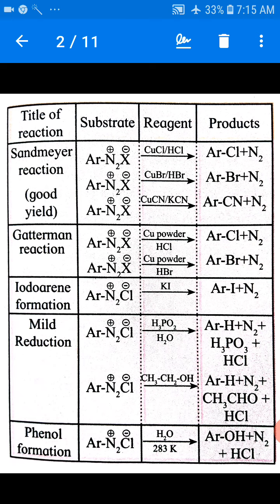Here aryl diazonium salt reacts with cuprous chloride with HCl, forming aryl chloride with removal of N2 gas. Again aryl diazonium salt reacts with cuprous bromide with HBr, forming aryl bromide plus removal of N2 gas. Again this salt reacts with cuprous cyanide with KCN, forming aryl cyanide plus removal of N2 gas. The products obtained by this reaction have a very good yield.